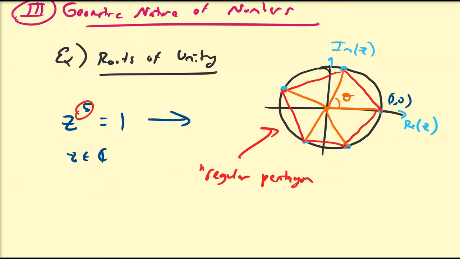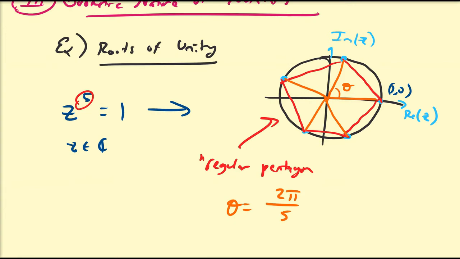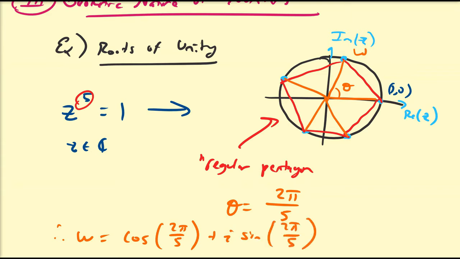So what we're doing is we're partitioning the entire circle, 2 pi, into pieces of 5. If I actually want to know what this number here is, I'm going to call that, say, omega. That means omega is going to be equal to cosine of 2 pi over 5 plus i sine 2 pi over 5, and that's going to be the first one.